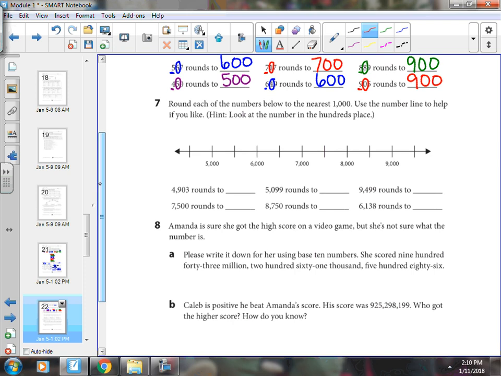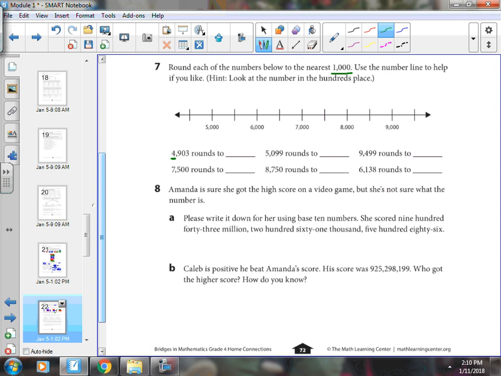Now we're going to round each of the numbers to the nearest 1,000. We can use the number line if we need to. So rounding to the nearest 1,000, 4,903. Look after the thousands place, and it's a 9. A 9 tells us to bump it up. 5,099. Look at the thousands place, and what comes right after it is a 0. A 0 tells us to keep it the same. 9,499. If I round to the nearest 1,000, I need to look at the number that comes after. A 4 tells us to keep it the same, or keep it a 9.